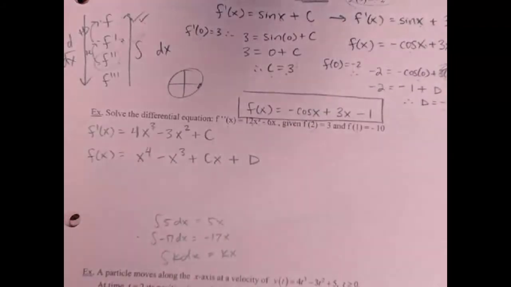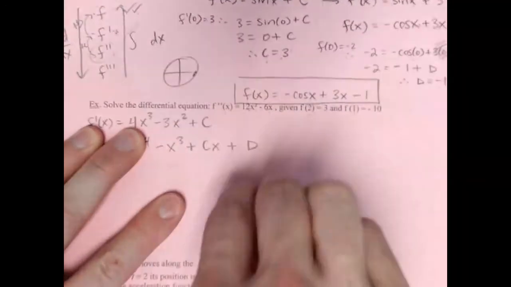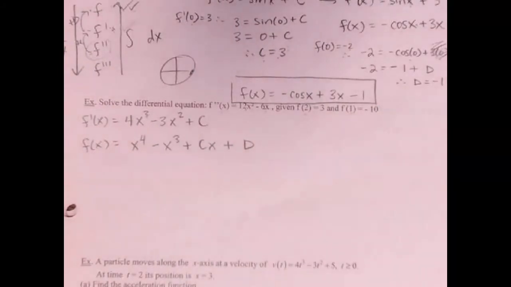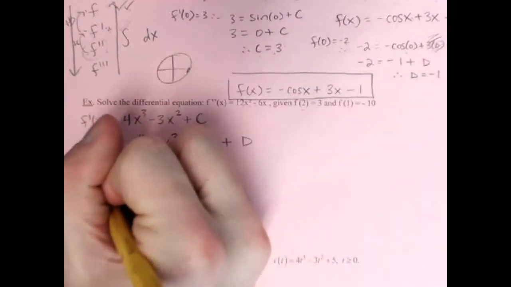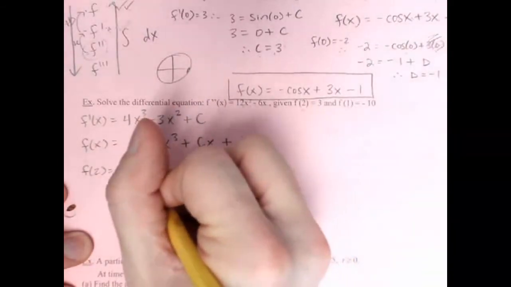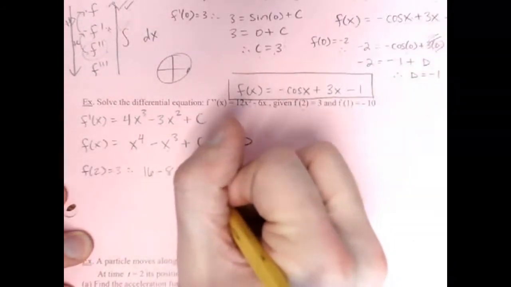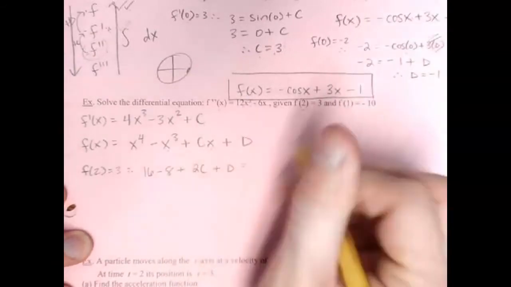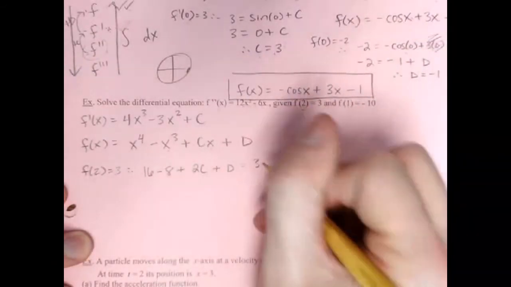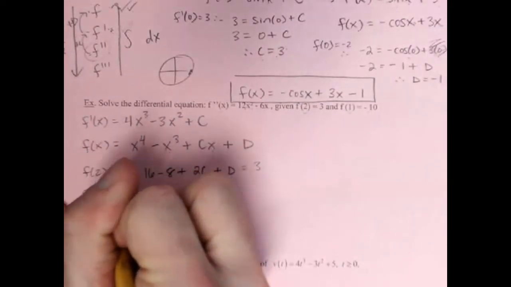Okay, so now I've done the calculus. I've integrated twice. I got up to the f level. And now I'm going to use the two pieces of information. It's going to end up creating a system of equations that we can solve to get the c value and the d value. Let's use the first one. f of 2 equals 3. Therefore, if I plug in 2, 2 to the 4th power is 16, minus 2 to the 3rd power is 8, plus c times 2, so 2c plus d. If I plug in 2, it needs to give me out 3. And it says if I plug in 1, I'm going to get out negative 10. So f of 1 equals negative 10.